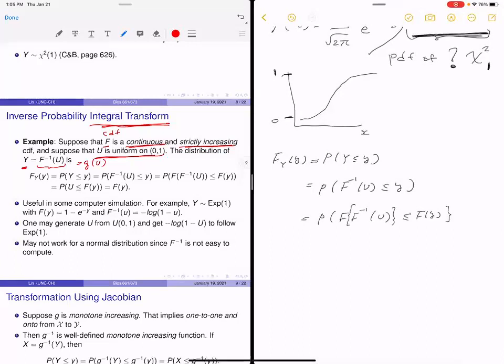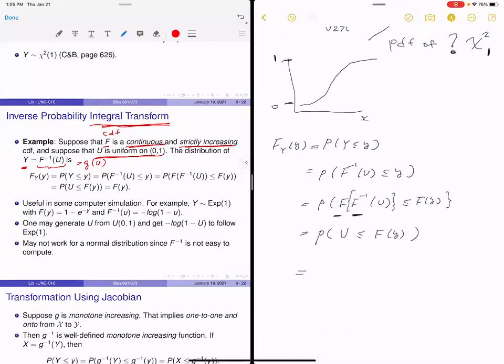Then the F and F inverse functions cancel out, and it becomes U smaller than F of y. How do I know what its probability is then? Remember, U is uniform on 0 to 1. If you put up the uniform 0,1 PDF, it is nothing but uniform on the domain from 0 to 1.